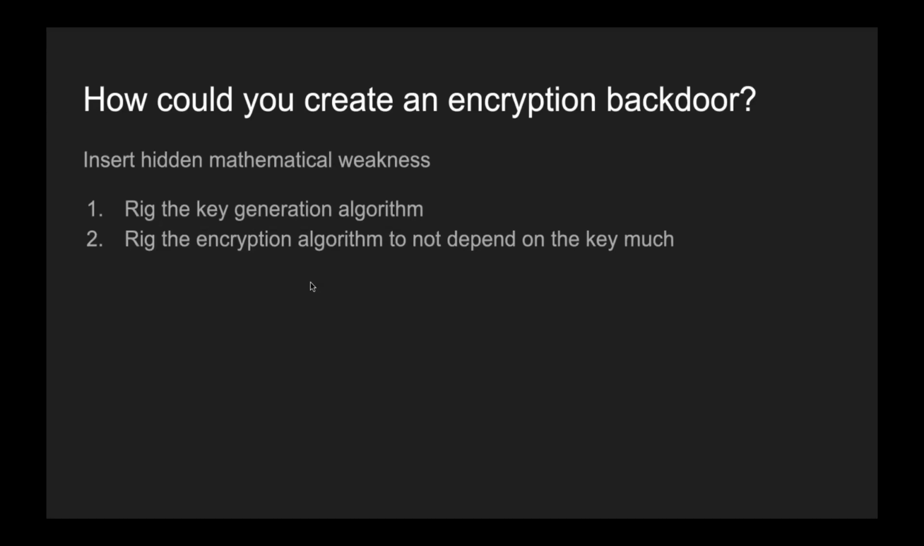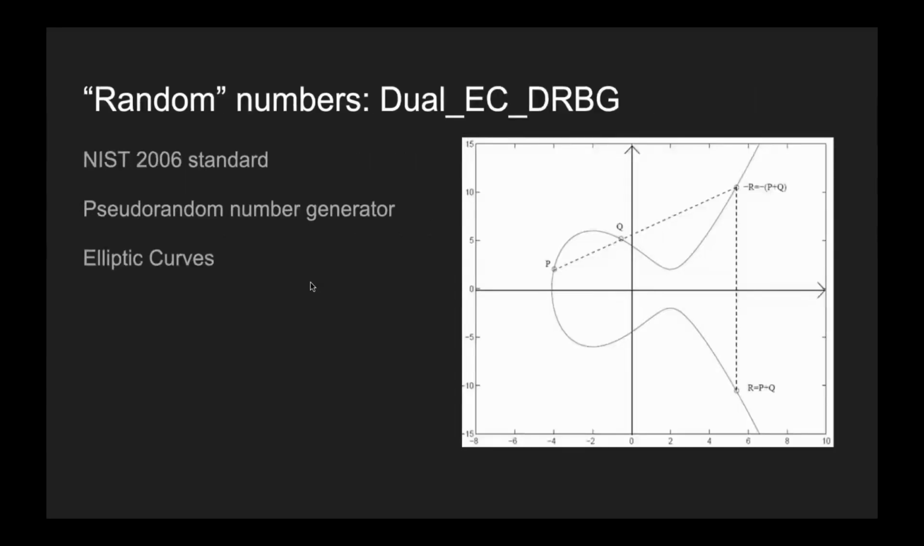And there are two good places to hide your secret weakness. The first is to rig the key generation algorithm, which is the algorithm used to create the keys in the first place. So if you know what the keys are going to be ahead of time, then the rest of the encryption doesn't matter because you just have the keys and you're good to go. The second way that we could create a backdoor is to rig the encryption algorithm to not really depend on the keys too much. And I'll explain that more in our second example. But first example, we're going to look at rigging sort of before the key generation algorithm.